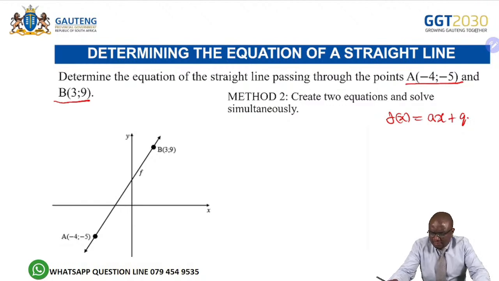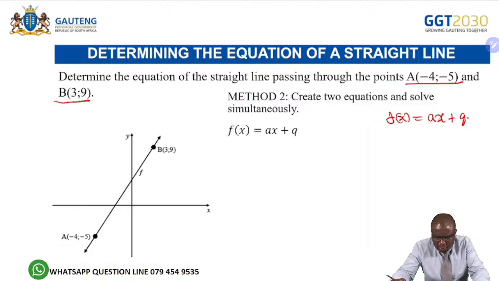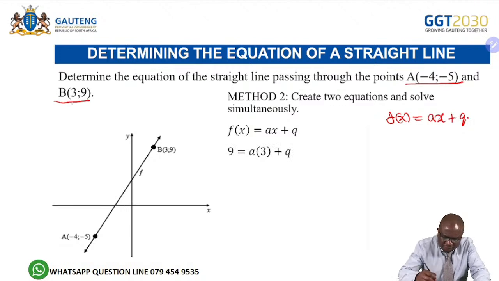Now, let me try to show you the two equations. Let's substitute the first point, which is A. I started with B here. So it means where there's y, we put 9.